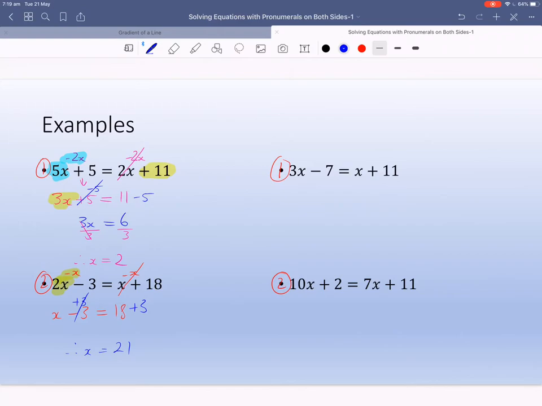Off you go. See if you can do these questions. Press pause, because I'm going to give you the answer real quick, but I'm not going to go through it like explaining it like I have. Go for it. Press pause.